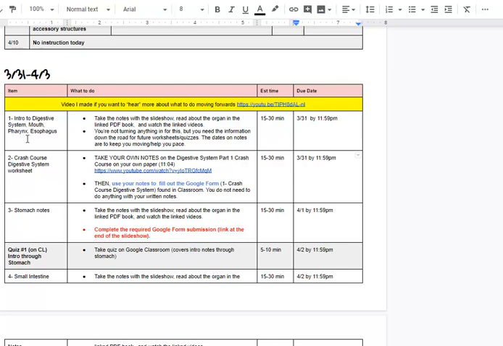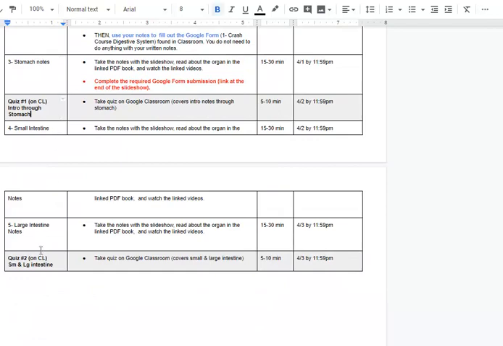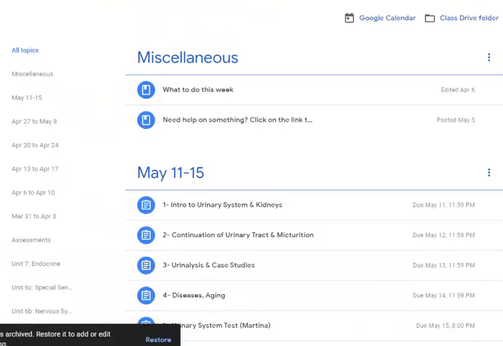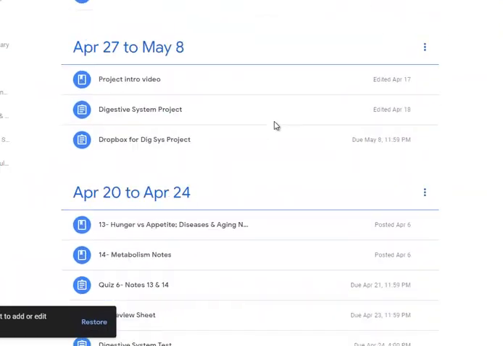I had to break this into really, really digestible chunks, pun intended, because this is the digestive system. When a kid is working from home, they need to have smaller chunks of information and more frequent assessment, and not all the assessment has to be graded, and I'll show you how I went about that as well.